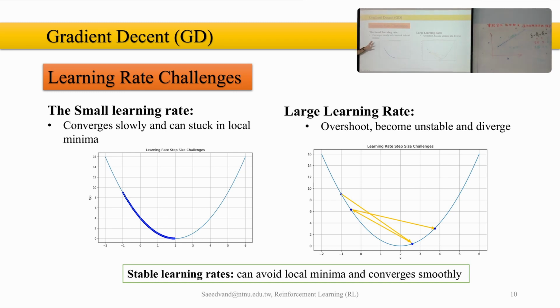How do you do that? You try different learning rates and look at the plot, the results, the output, to see what the proper value for the learning rate is. So if you have a stable learning rate, you can avoid local minimum and converge smoothly.